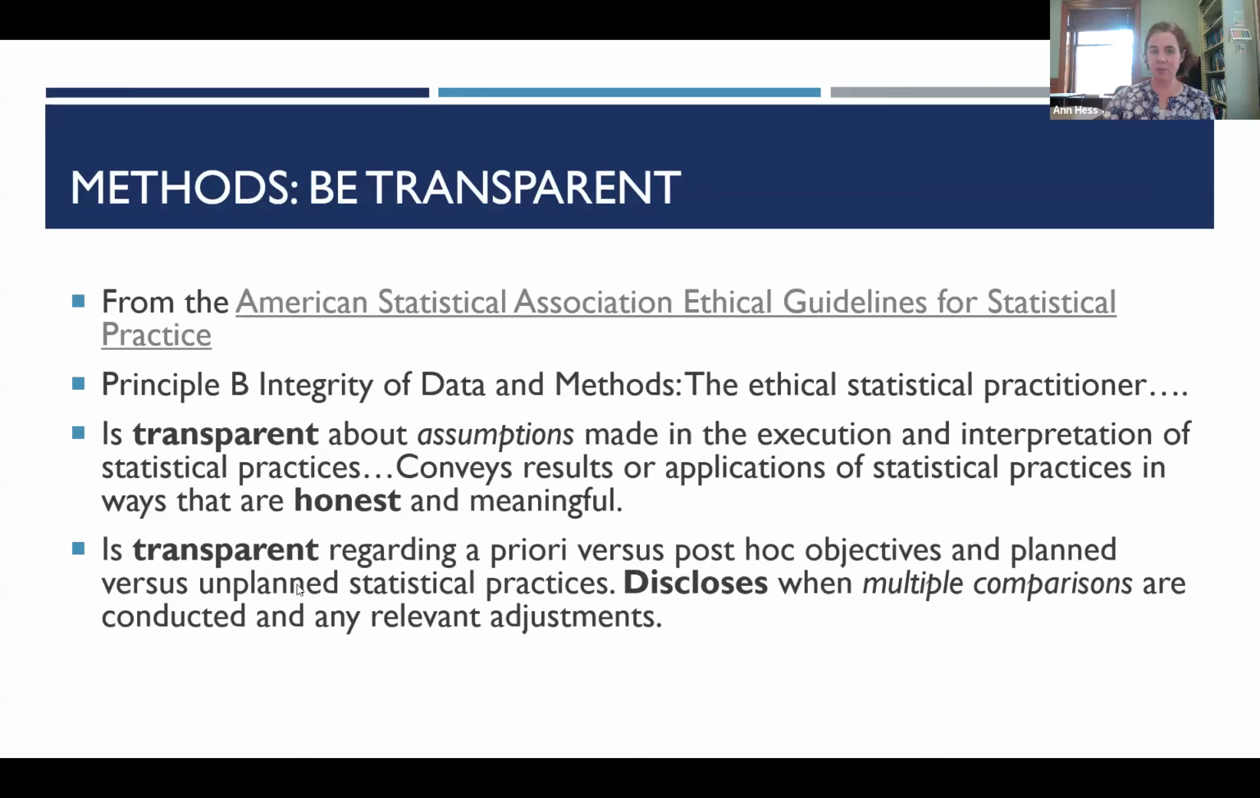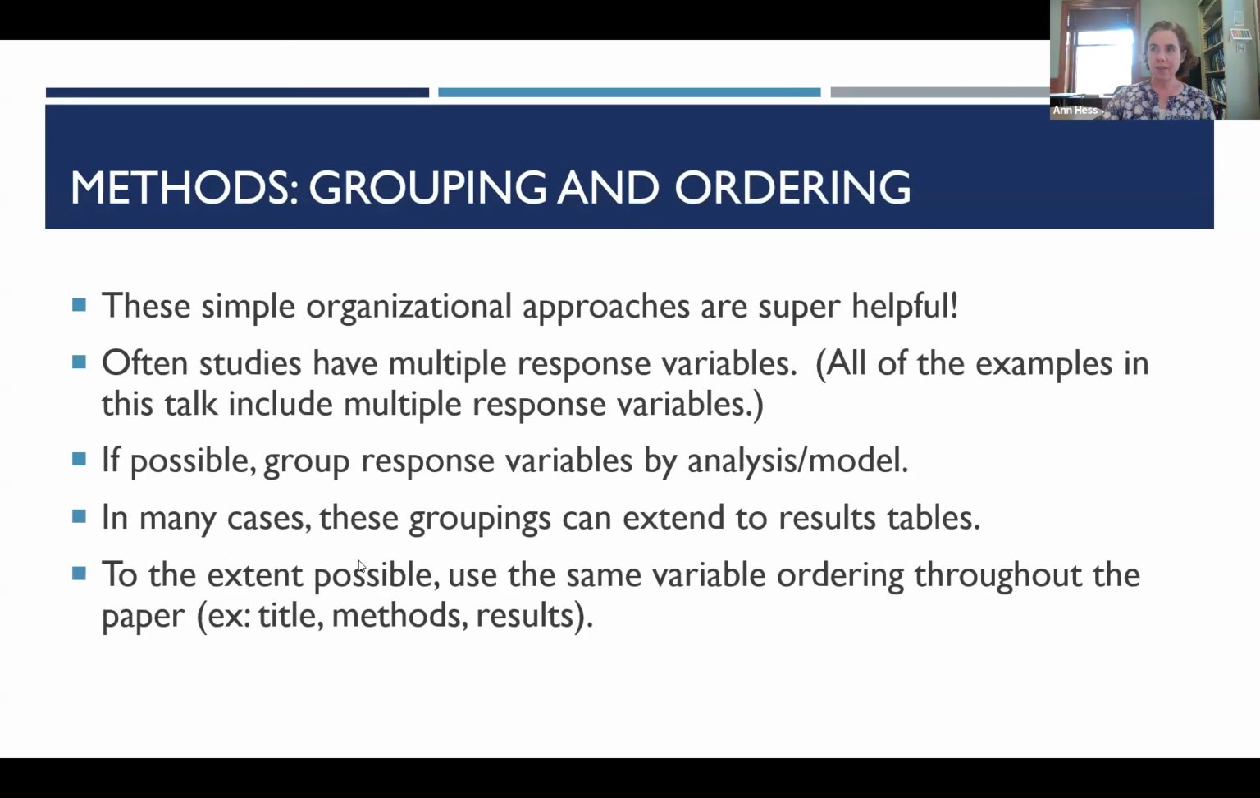They are transparent regarding a priori versus post hoc objectives and planned versus unplanned statistical practices. They disclose when multiple comparisons are conducted and any relative adjustments. Again, this is just a tiny subset of a much larger document. But I like here that this idea of transparency and honesty and disclosing comes up many times in these few bullets.